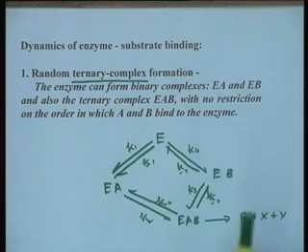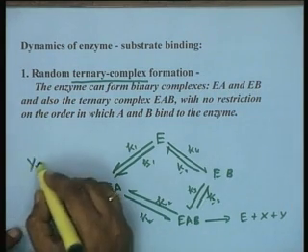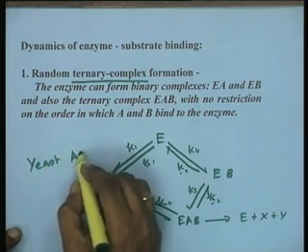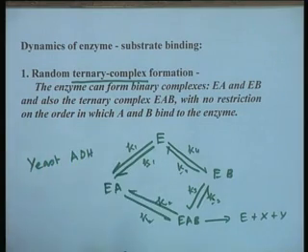There is no constraint on the order of the ternary complex formation, and such a system is essentially a typical example. Among the enzymes, yeast alcohol dehydrogenase follows such a kind of mechanism.